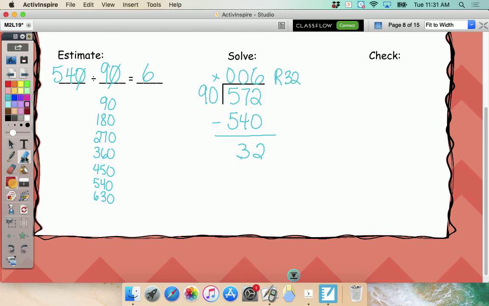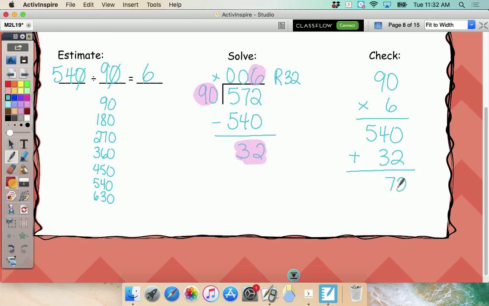Now I hear some of you already getting the lids off your highlighters. What will I highlight? 32, 6, and 90. Good. And I like the way you said 6. We don't want to highlight those 2 zeros in front of the 6, do we? Okay, so I'm going to multiply. 90 times 6. Add my remainder. Check to make sure that matches my dividend.